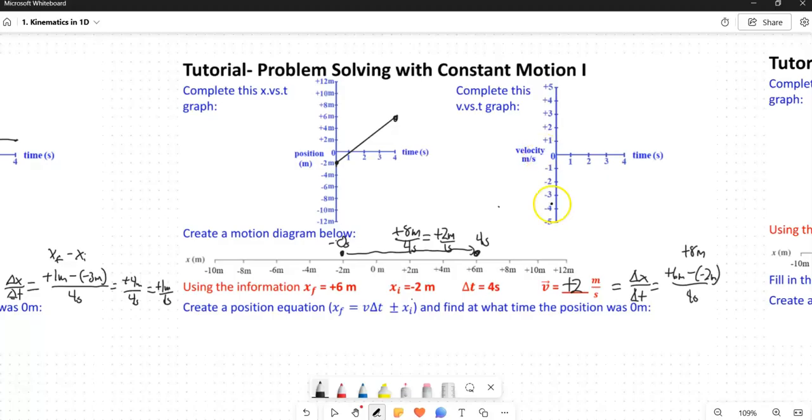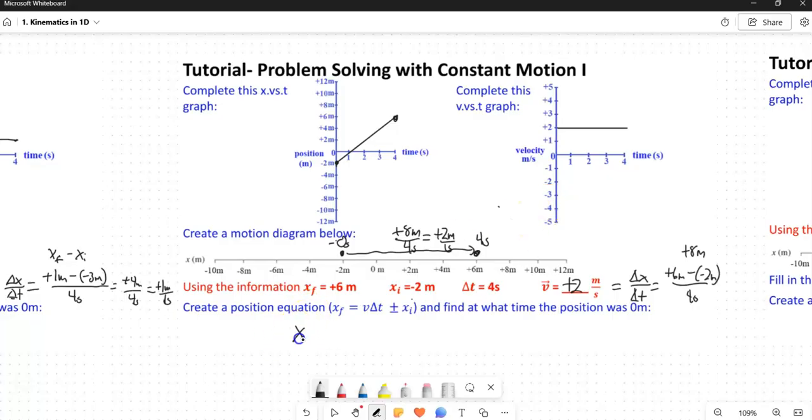All right. On a velocity versus time graph, it looks like we have a constant velocity of positive 2 meters per second for every 1 second. So let's make that a nice line there.